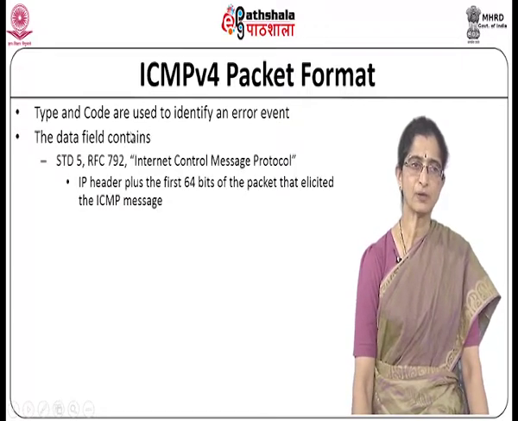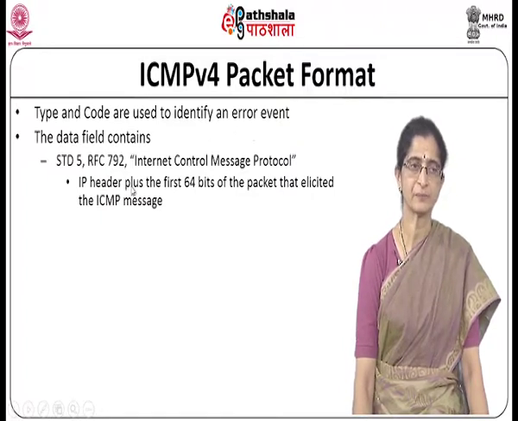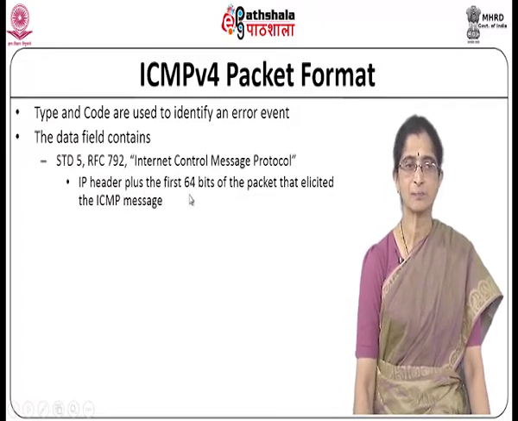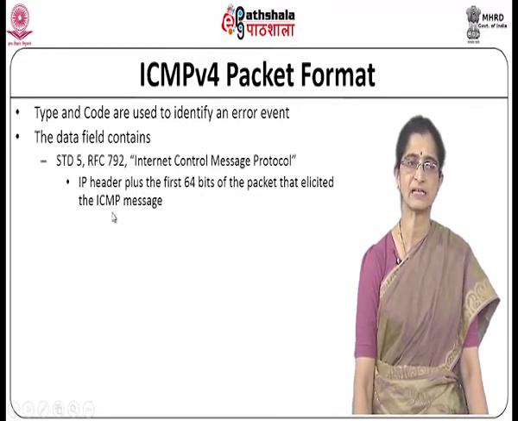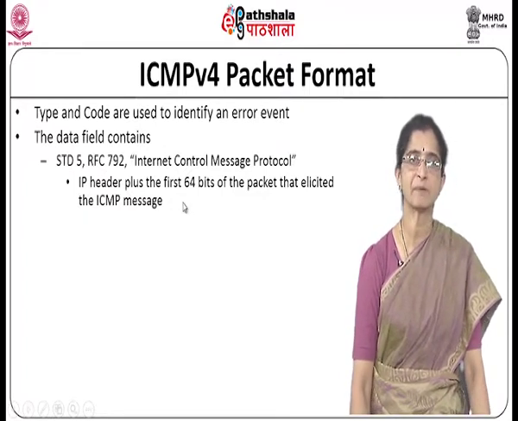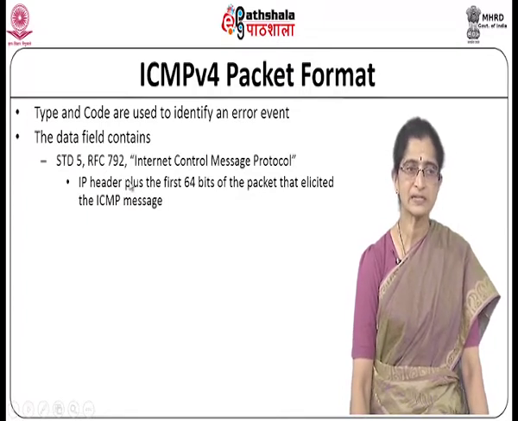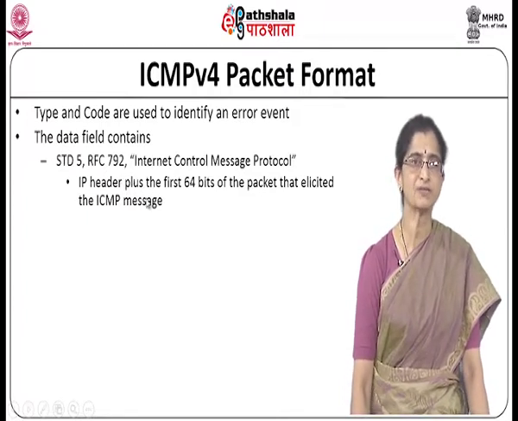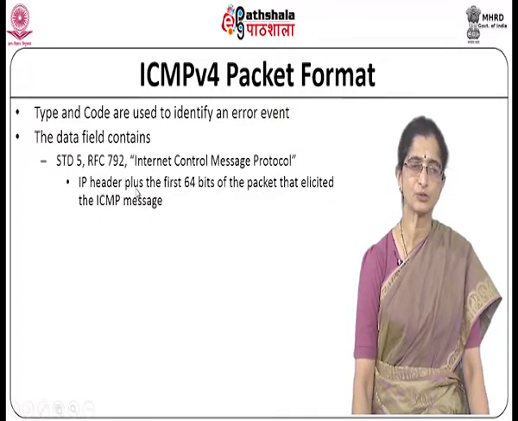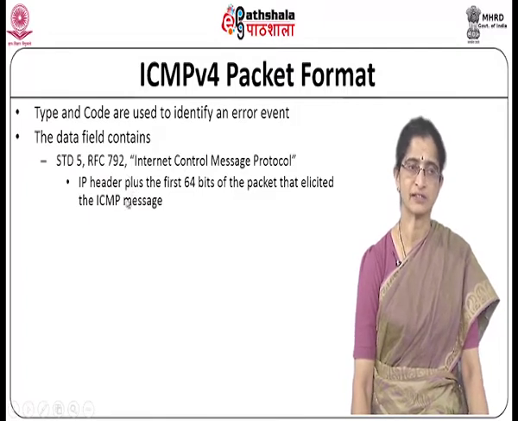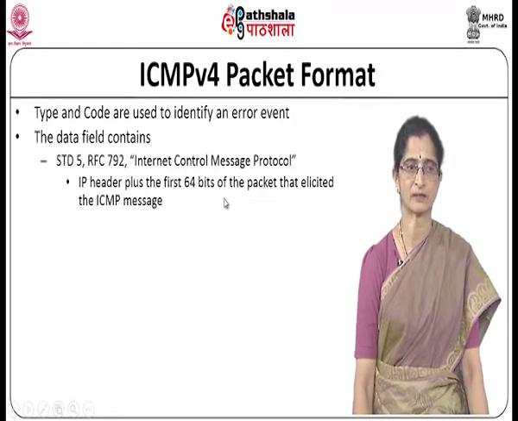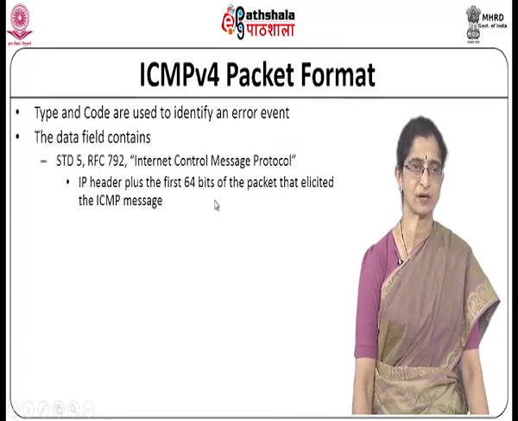The type and code, as I said, are used to identify the error event, and the data field contains the IP header plus the first 64 bits of the packet that elicited the ICMP message. That is, if a packet is in error and an ICMP packet is being sent for that purpose, this data field will contain some information about that packet. What information would we like to send? We would definitely need to know what that IP header actually contains. So that IP header is sent as such plus the first 64 bits of that packet. This is what is extracted and sent as part of the ICMP message.